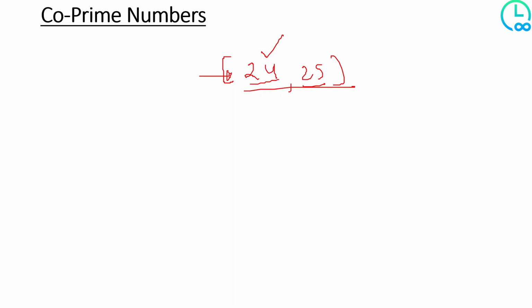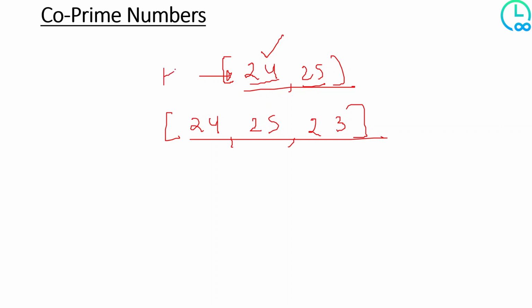Co-primes can also be three numbers, five numbers, or n numbers, like 24, 25, and let's write 23. These are also co-prime numbers. Basically, when the HCF of a pair of numbers or n numbers is 1, those numbers are called co-prime numbers.